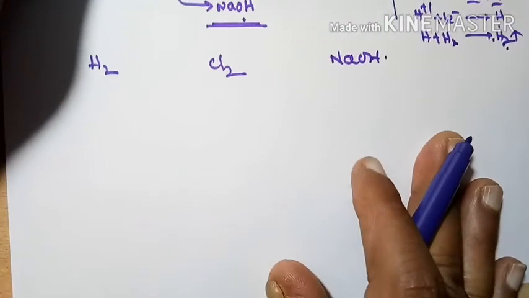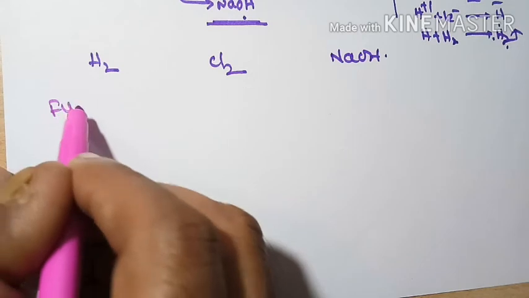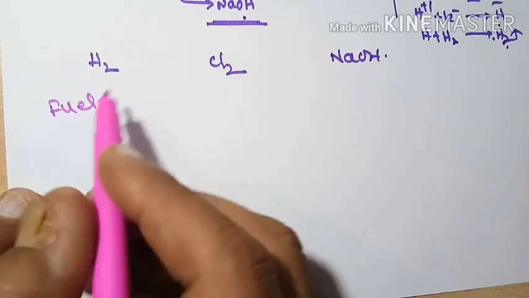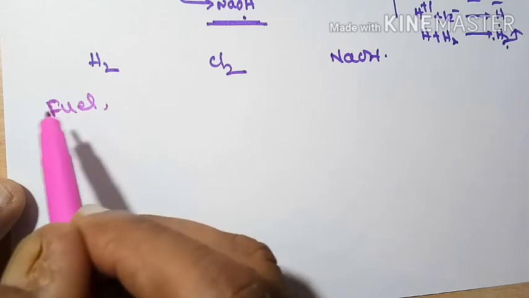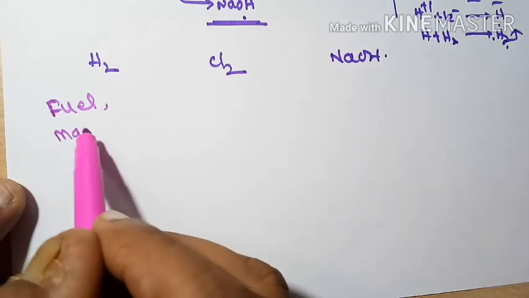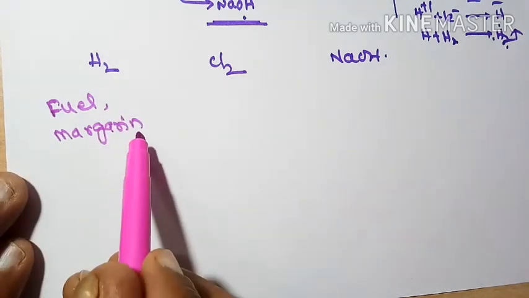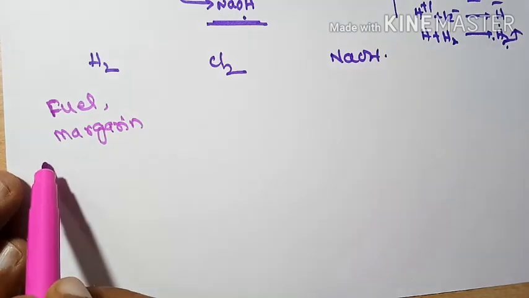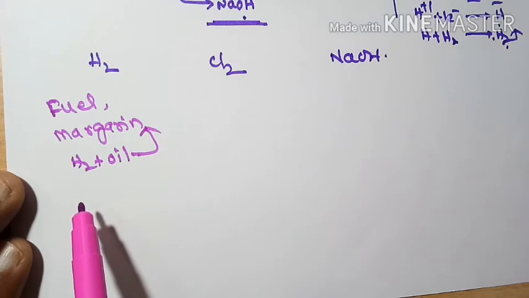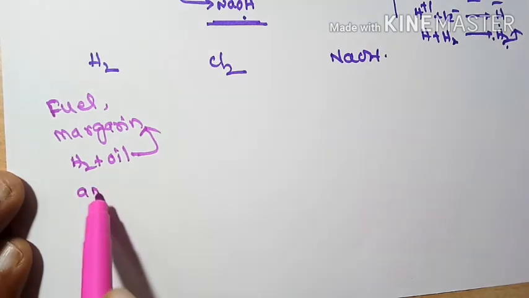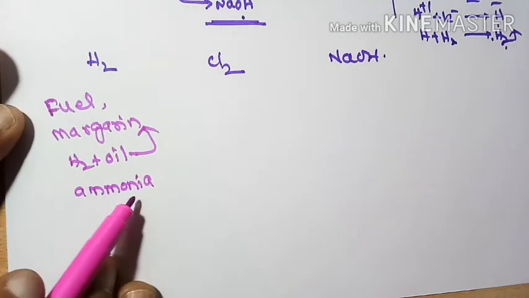Then what are the uses? Now let me discuss. Hydrogen gas is used as a fuel. It is a highly combustible gas and a good fuel, and it does not cause any pollution. It is also used to prepare margarine, or dalda: whenever we send hydrogen gas through oils, we get margarine. Next, it is used to prepare ammonia. Ammonia is a fertilizer, so to prepare fertilizer also it is used.